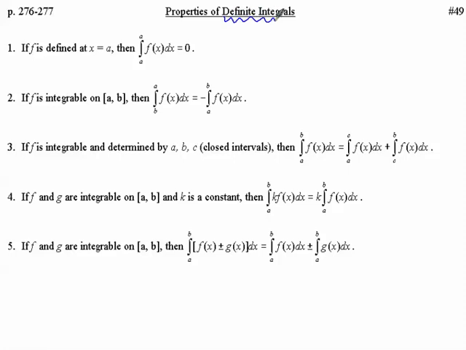Let's remember one really important thing as we work through these properties and use these properties. Definite integrals means net area. When it says find the definite integral, we're finding the net area. So keep thinking in terms of area.